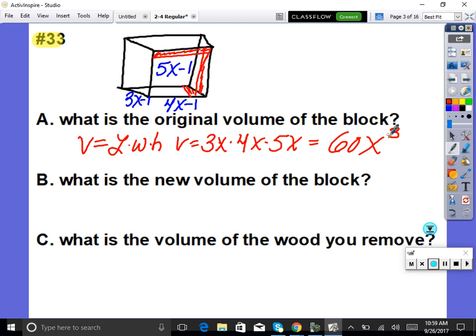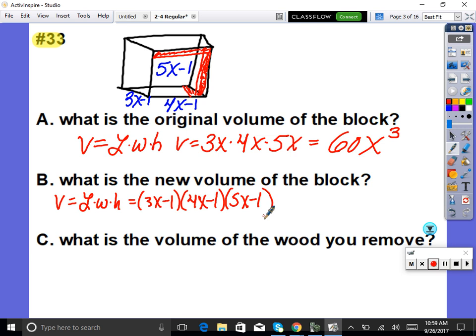Okay, let's answer part B. What is the new volume of the block? Now that we cut off that red piece here, what's our new volume? So once again, what's our statement? Length times width times height. Well, what are the new dimensions? 3x minus 1 times 4x minus 1 times 5x minus 1. Now, we don't necessarily need to write it in standard form right now. Isn't that a true statement? There's my new volume.